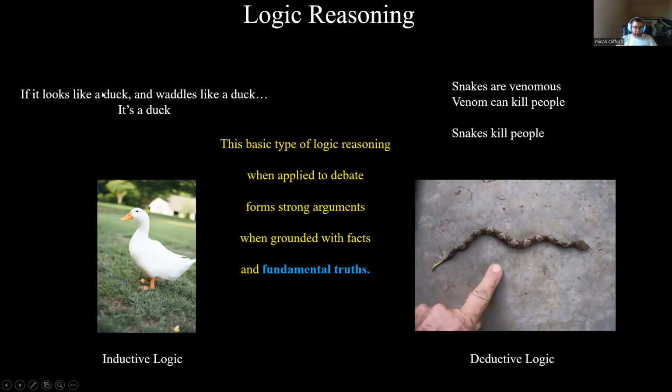We've all heard if it looks like a duck and waddles like a duck, it's a duck, right? That's the inductive type logic. Snakes are venomous. We know venom kills people. Therefore, snakes kill people. That's totally a fair statement, right? Or they can. Now, is every snake venomous? No, right? But logically, it's safe to conclude that you should treat all snakes as venomous, right?